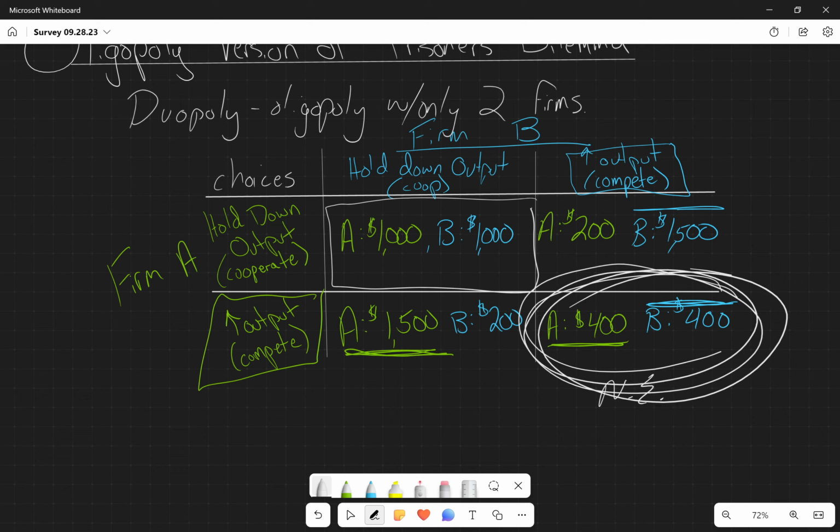This isn't an equilibrium because why? Because there's unilateral incentives to deviate, right? There's incentives for A to go and compete and get 1,500, and there's an incentive for B to go and compete and also get 1,500 instead of the 1,000. So this is not a Nash equilibrium, but this one is. Questions on that?